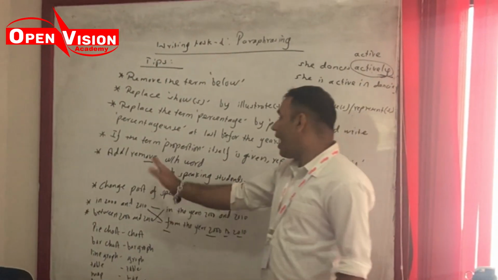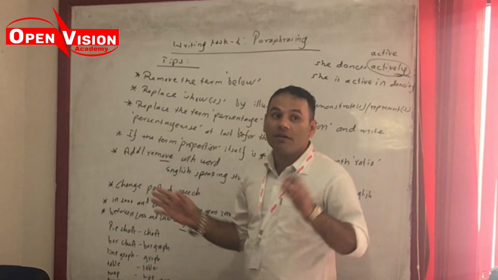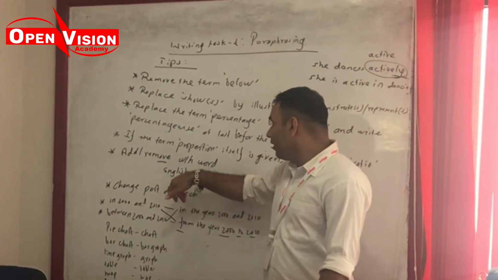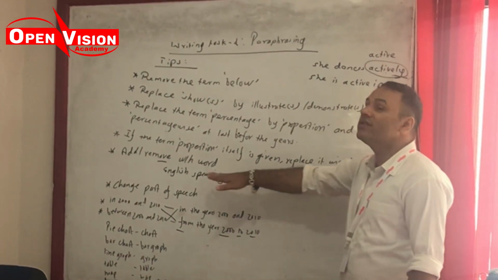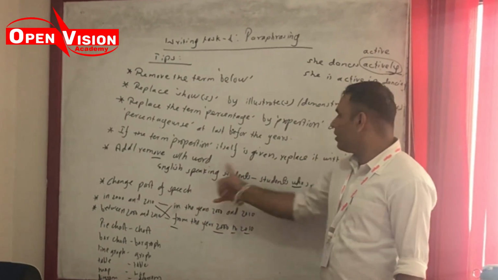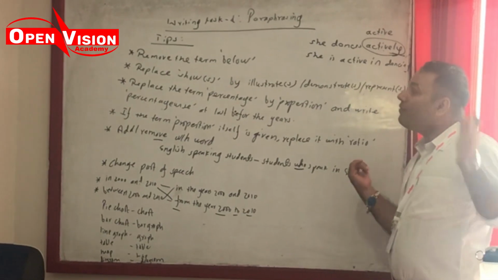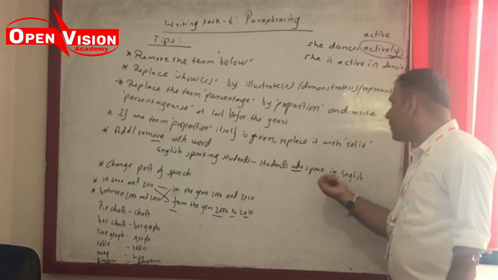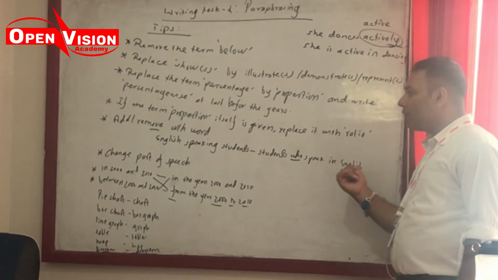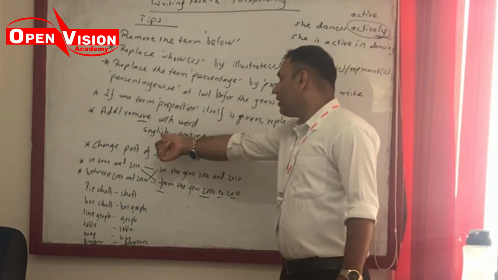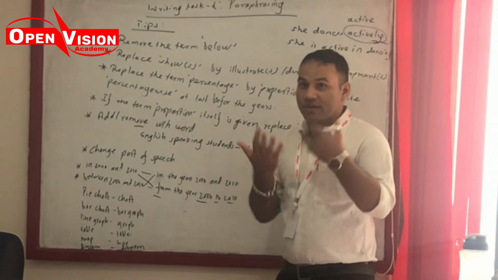If there is no WH word, you can add one. For example, "English speaking students". If this term is given to you, what can you do? "Students who speak English". It is paraphrased. And if "students who speak English" is given to you, you can just write "English speaking students". In this way you can paraphrase.